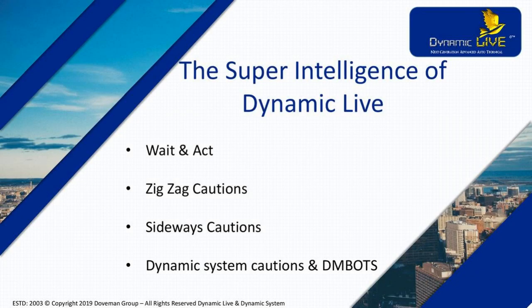Now, these are some of the major intelligence that are at work in this Dynamic Live. One is the wait and act intelligence. Whenever the price is about to move up, and if Dynamic Live feels that yes, this is a good point to buy, it will tell you. And if it feels that the price is going to increase even further, then it will tell you buy long, act now. Buy signal has come, please take a long position, act now, buy it immediately.